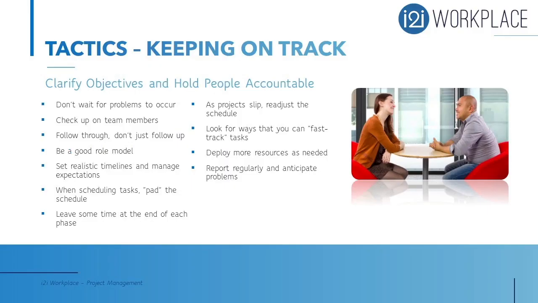Tactics, keeping on track. If you're clear about your goals and objectives and the individual phases and milestones and tasks to be completed, hopefully everyone will be on the same page in terms of what their responsibilities are. But keeping a project on schedule can be tricky. Schedules change, and unanticipated snags will require you to juggle schedules and deadlines. Here are some tips that you can use to control the project's progress. Don't wait for a problem to occur. Anticipate problems and develop contingency plans.